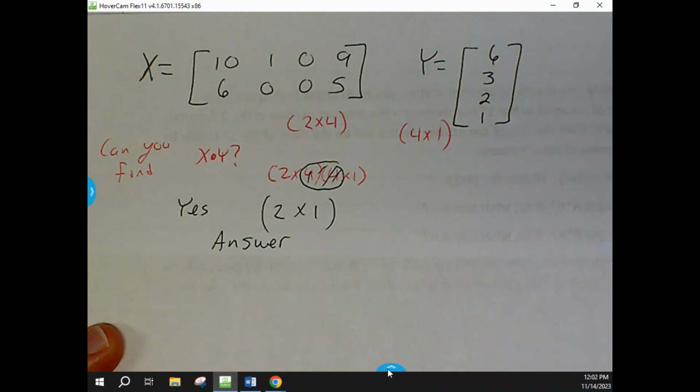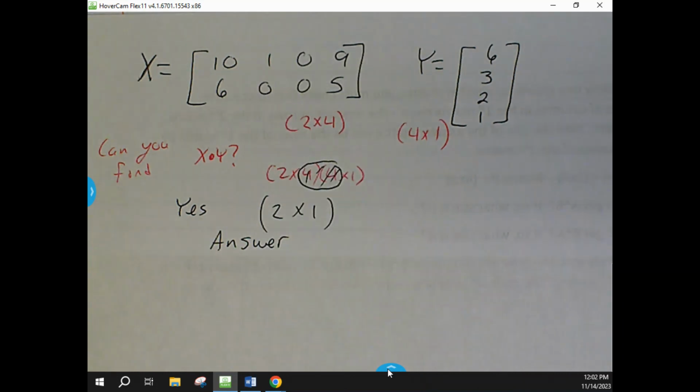Again, it seems like it's a small thing, but you've got to get used to being able to find out what the sizes of these are. If you can figure out the sizes, then everything else will be able to spin off from that as you go through these.